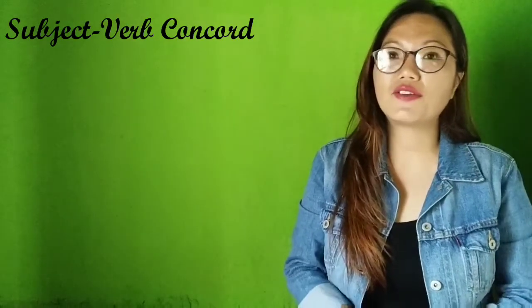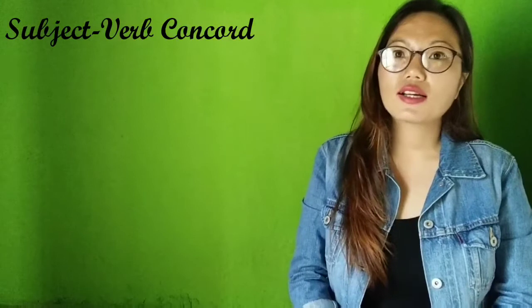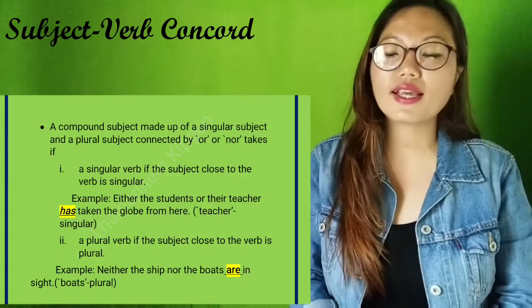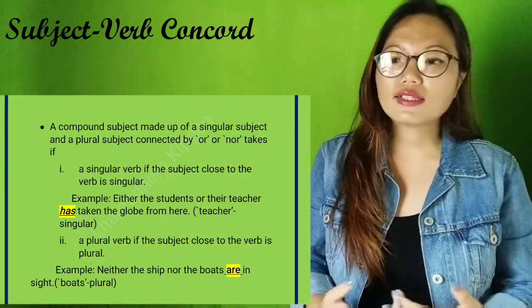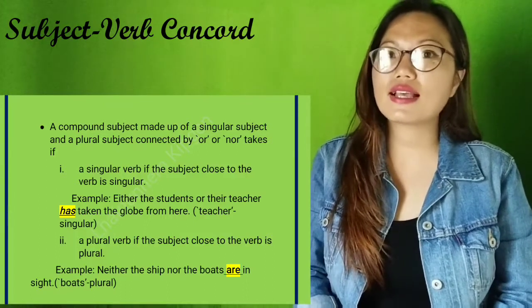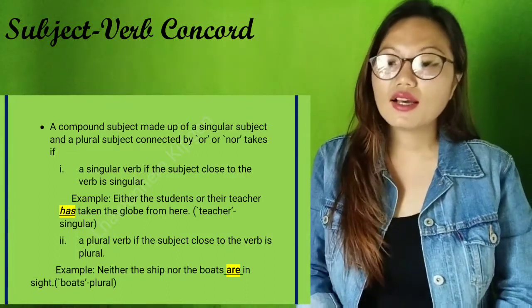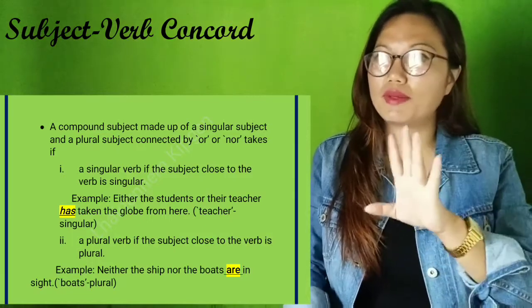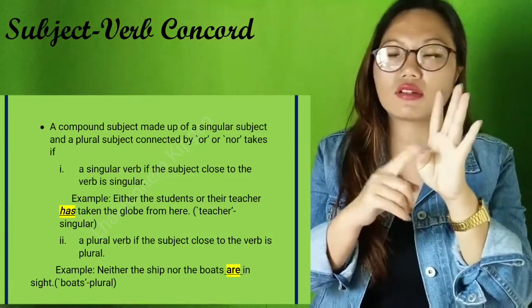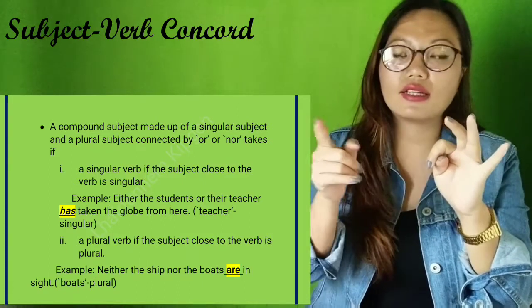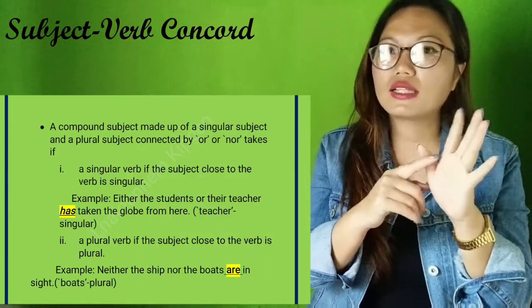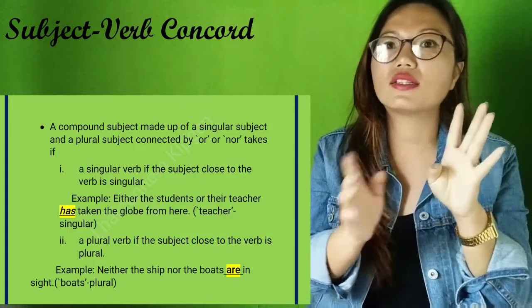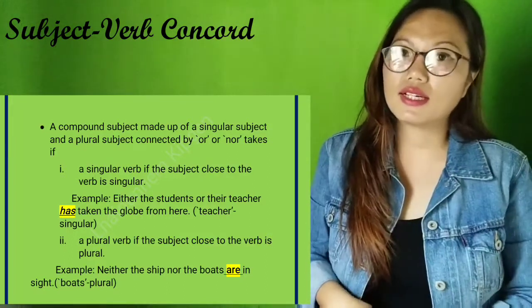Move on to rule number 5 of subject-verb agreement for compound subjects, and the rule says a compound subject made of a singular subject and a plural subject connected by or, nor takes a singular verb if the subject closest to the verb is singular. So a compound subject can be made up of the combination of one singular subject and one plural subject, connected by or, nor. In that case, if the subject nearer to the verb is singular, it takes a singular verb.